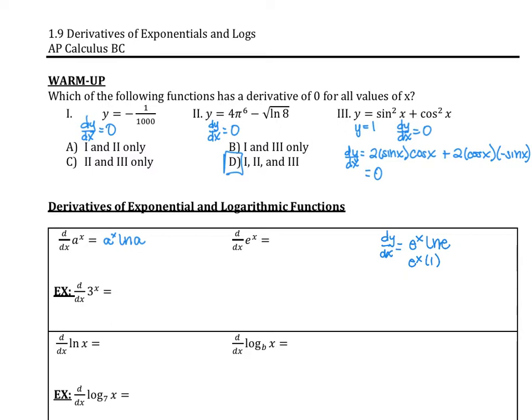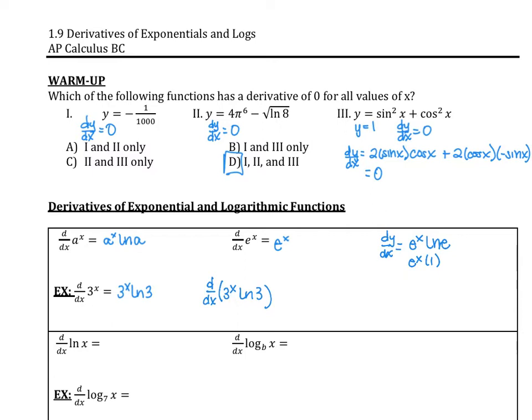Okay, let's rewrite that. Let's do the derivative with respect to x of 3 to the x. Try that one. Hopefully we got that this is 3 to the x natural log of 3. What if I were to take the second derivative of that one? Let's take the derivative with respect to x of 3 to the x natural log of 3. What would I get?